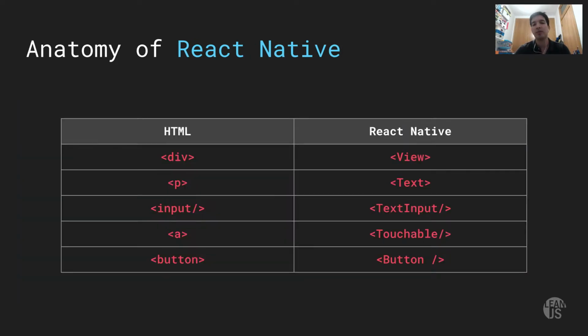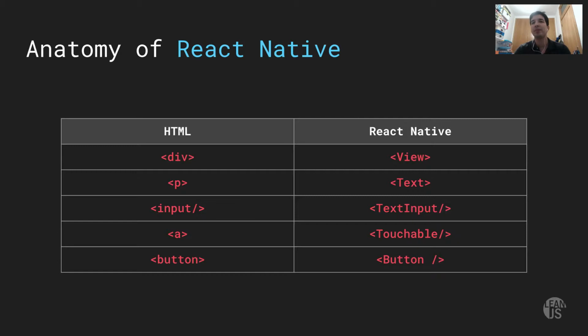So let's just, I think this is a pretty good comparison between the components that you will use in React Native and the components that you use in React. So you see that in React you have the HTML, you have the DOM, so you have components like div, p, input, the a tag, and the button.